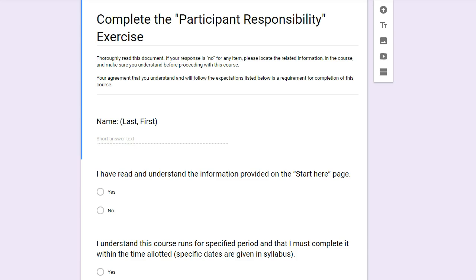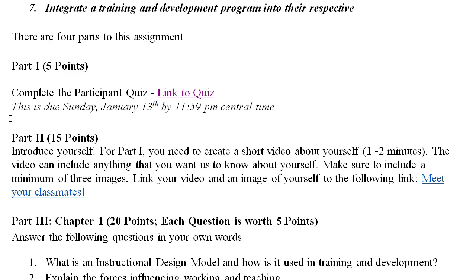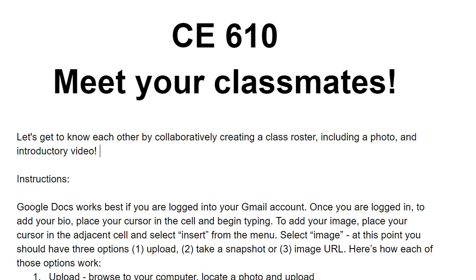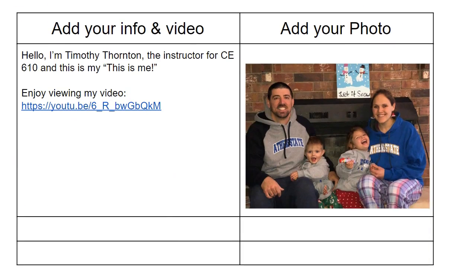in this online course. For part 2, you need to introduce yourself and create a 1 to 2 minute video. So here is the Google Sheet where you will submit all your video as well as an image of yourself. So just put your name and the link to your video in here. Make sure that it works before you move on, and then your image. Again, remember 1 to 2 minutes, minimum of 3 images, and the whole idea is for us to get to know you a little bit better.